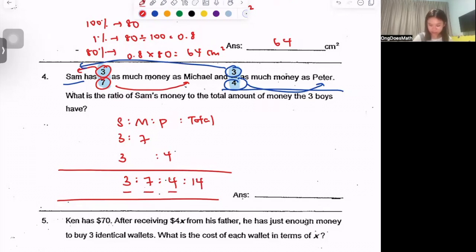units. And that's why the answer is 3:14, because Sam's share to the total is 3:14. So the answer is 3:14.